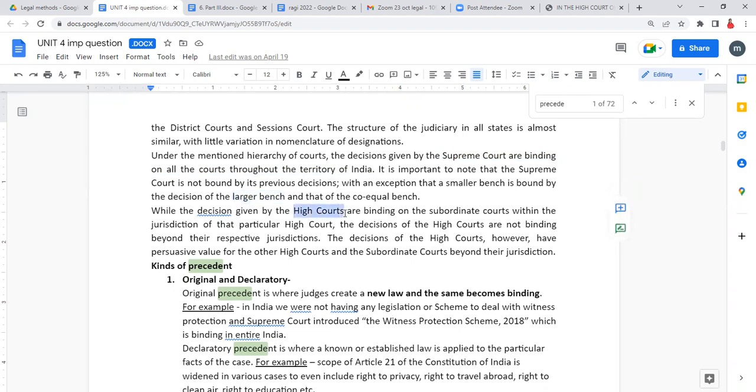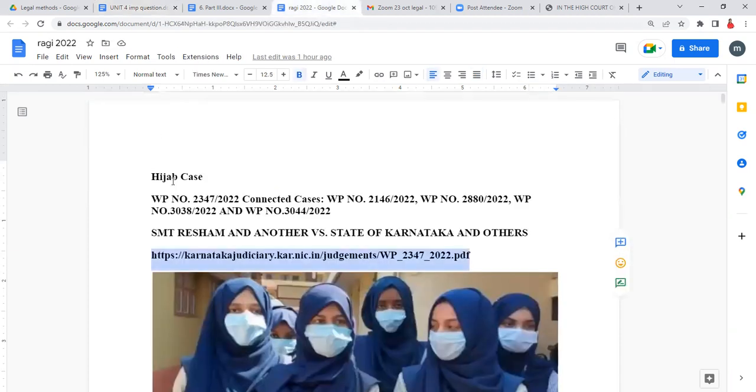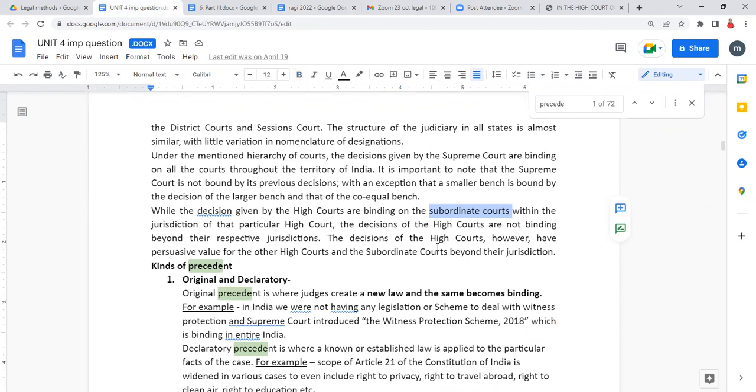When we talk about high courts, a high court's decisions are binding on its subordinate courts. So if the Karnataka High Court has said that, yes, girls should not be wearing hijab inside the classroom, that decision is binding on all the other subordinate courts under the Karnataka High Court. But some other state may give a different decision, because that particular state's court is not bound by what the High Court of Karnataka had to say. So this is how precedent works, whose decision will be binding on whom.